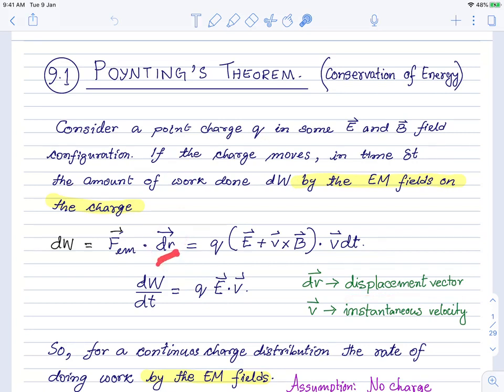Okay. So if the point charge is moving with some instantaneous velocity v, then this F dot dr, which is the infinitesimal work done dW, over an infinitesimal time delta t, on the point charge would be given by the Lorentz force, q times (E plus v cross B) dot dr. This displacement vector is nothing but v times delta t, if this is the infinitesimal time interval.